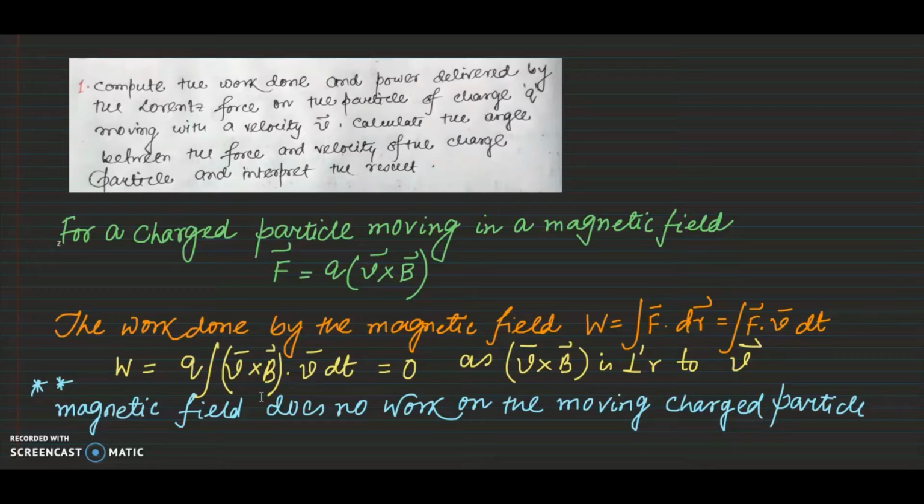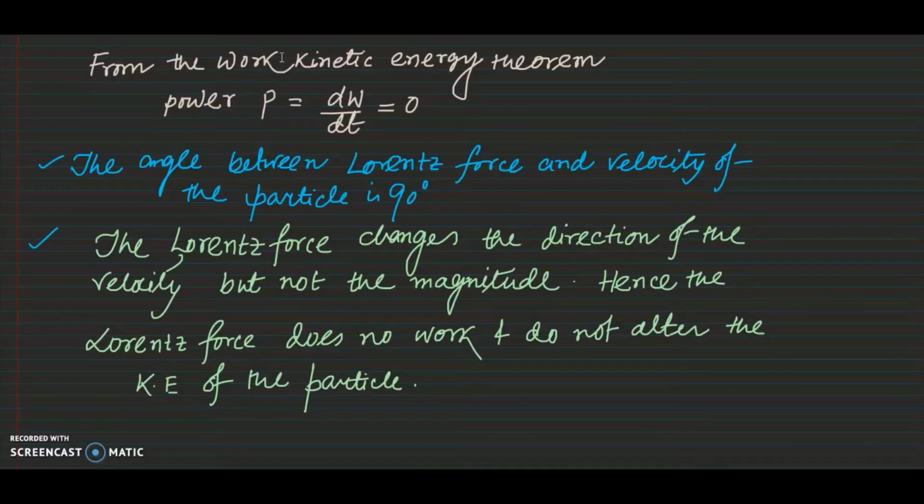Now we can see that the vector v cross B is perpendicular to both v and B. And if I take the dot product with another v, it becomes 0, because v cross B is perpendicular to the v vector. So we can see that the magnetic field does no work on the moving charged particle. And from the work-kinetic energy theorem, the power is dW/dt, the rate of change of the work done. As the work done is 0, the power becomes 0.